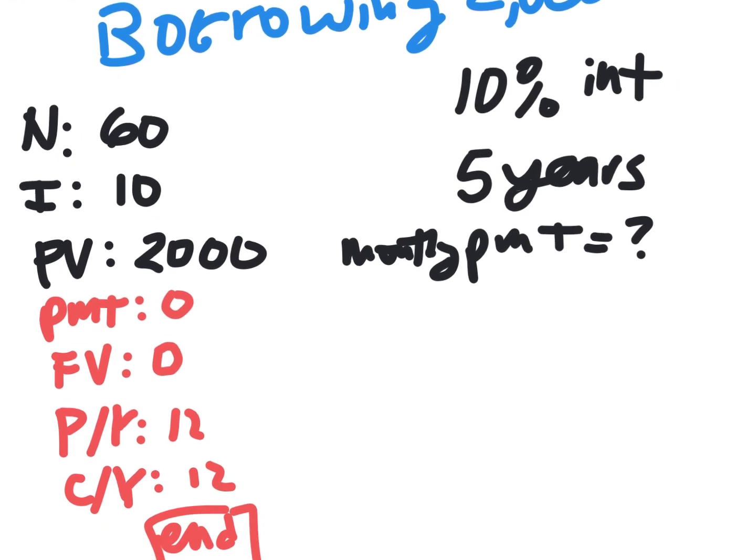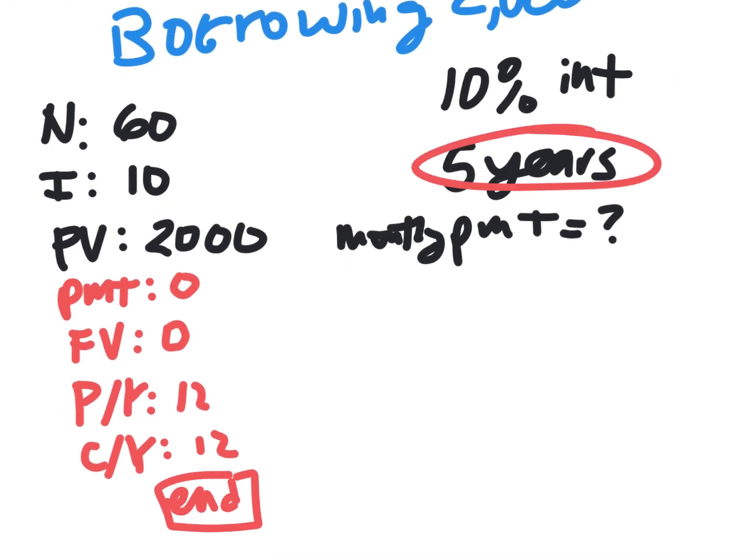Okay, where'd you get the 60? That was 5 years at 12 months. So 5 times 12. That's how we got the 60. Okay, so now, what do we solve for? The payment. Everybody put the cursor right here, the black box that kind of blinks on and off, and do alpha solve right there. And then enter. Yep.